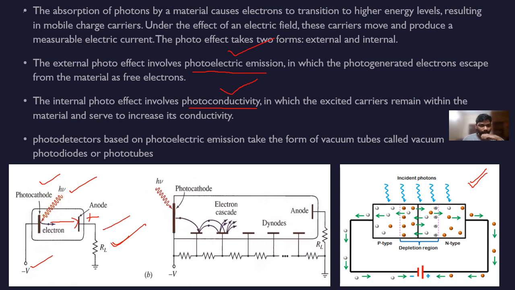And this figure is quite complicated because the current which is generated in this one is very low. So what we do is incorporate some diodes, which leads to a cascade generation of electrons, and the electrons are multiplied in each diode. So this leads to a very good, measurable current, and that's why we use diodes.